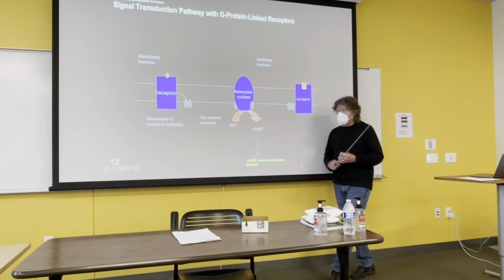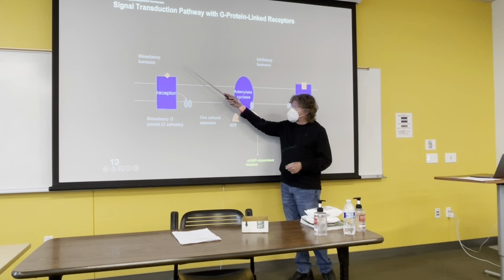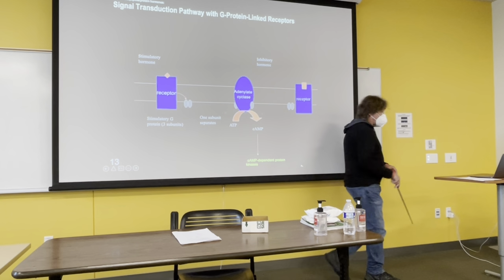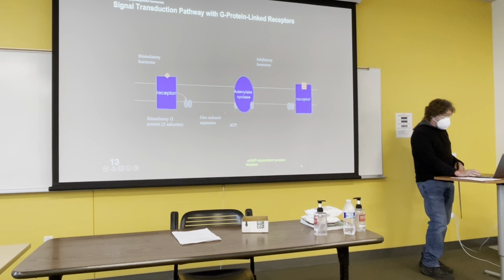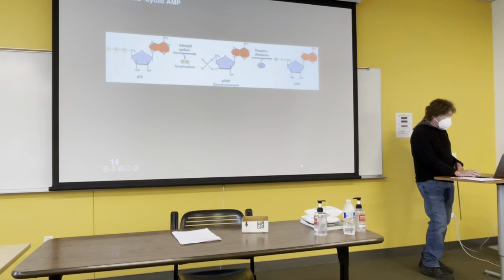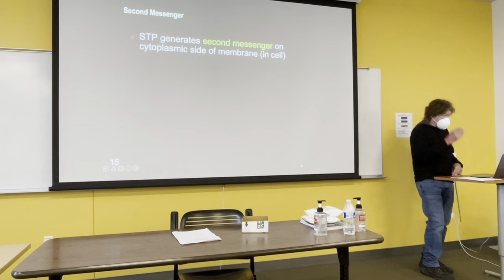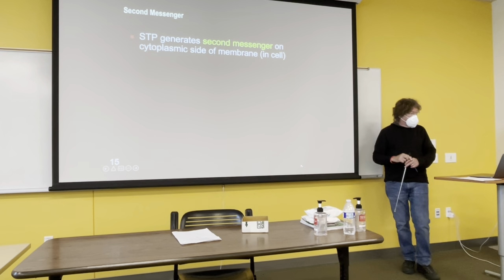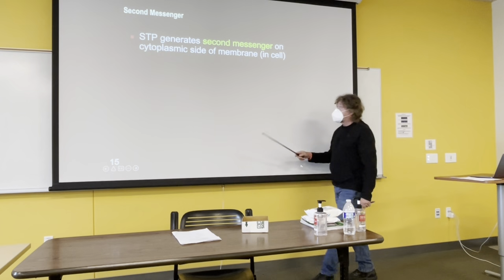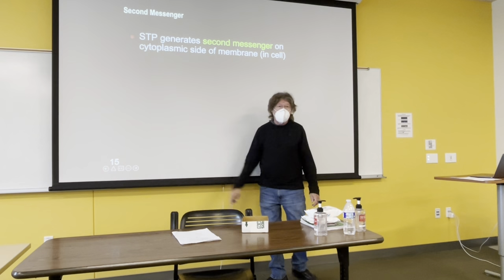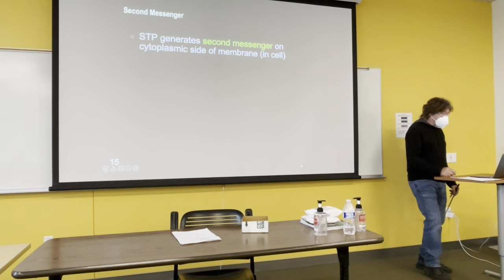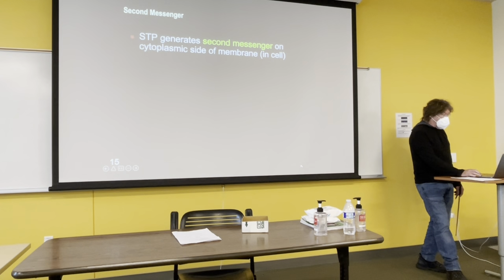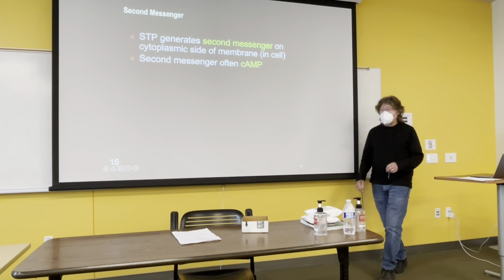Of course, the first messenger is the stimulatory hormone, right? And so this leads to a cascade of events that changes the activity of the cell. All right, so these second messengers, okay? STP here stands for signal transduction pathway. And so that is what is induced by the hormone on the outside, and the secondary messenger on the cytoplasmic side usually is cyclic AMP if it's a G-linked protein.